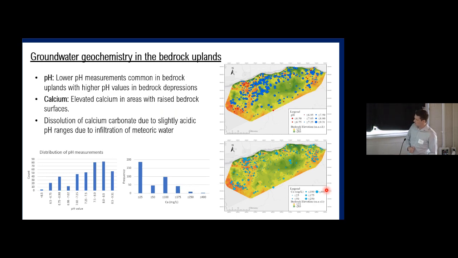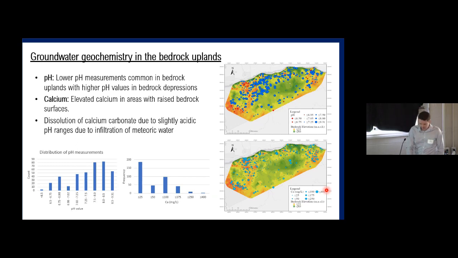And we can see some really clear spatial patterns, as Laura had already mentioned, with lower pH ranges in some of those bedrock uplands with thin drift, and elevated calcium in those areas, as mentioned by Laura and Kayla, with the dissolution of calcium carbonate because of those lower pH, more acidic waters from meteoric infiltration, and elevated calcium from that as well.